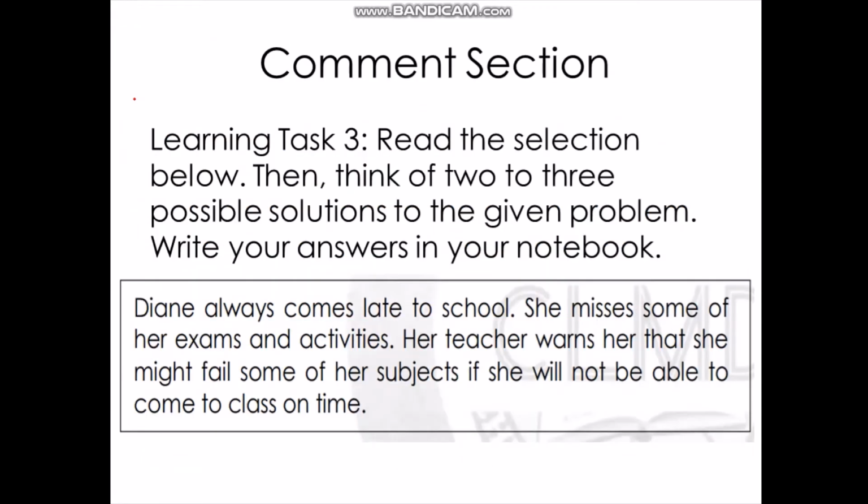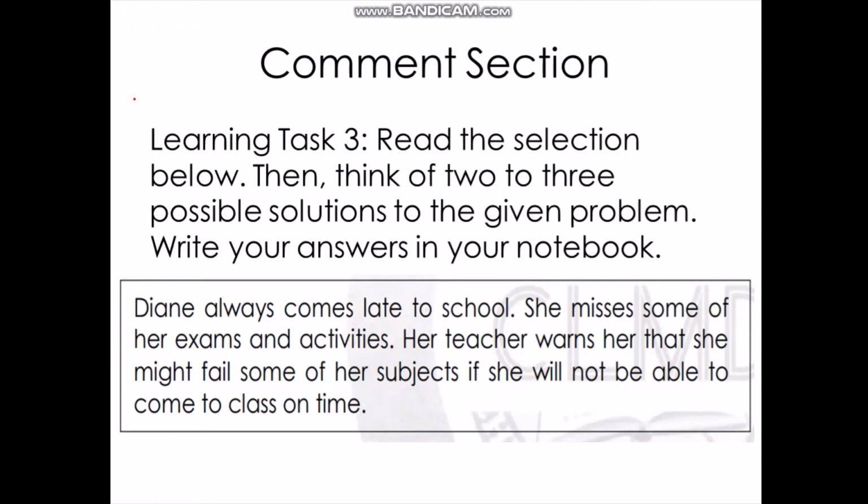So now in the comment section below, let's do the learning task 3. So you need to read the selection below, the box, and then think of 2 to 3 possible solutions. Okay, you will give 2 to 3 solutions to the given problem. So you write your answer in the comment section.